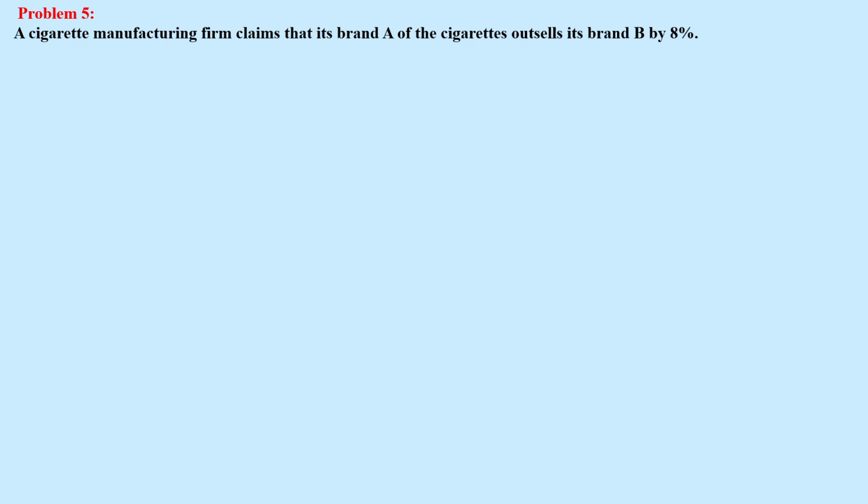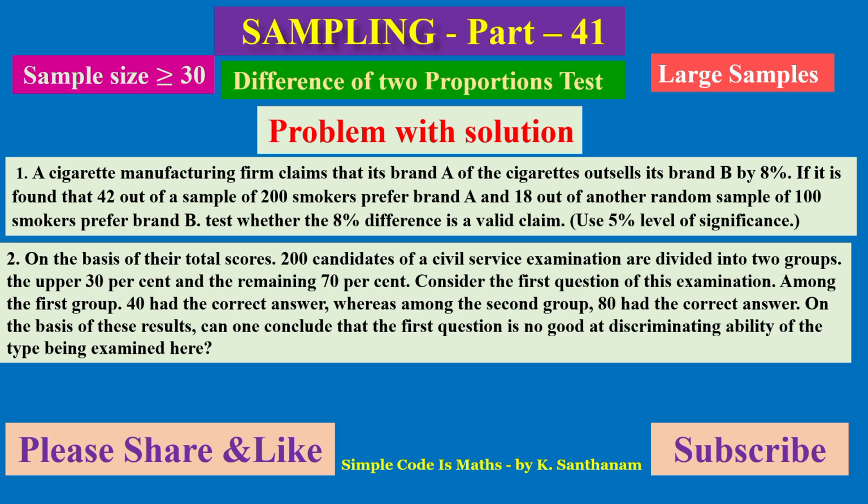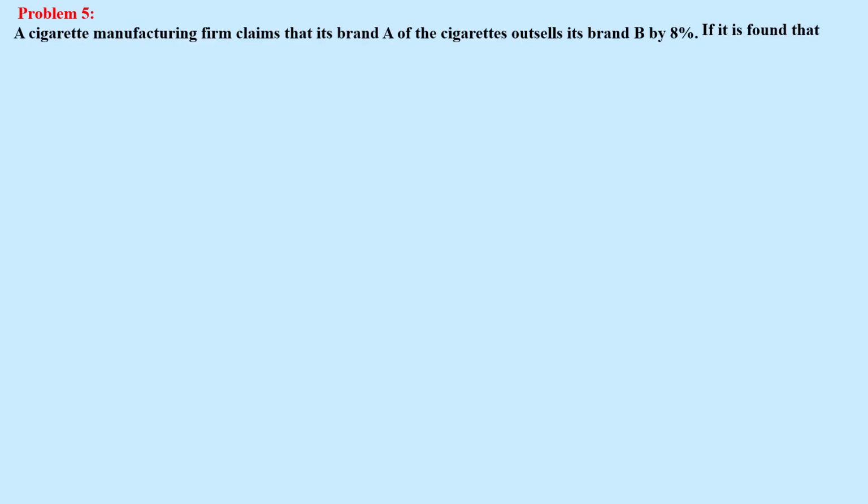Next problem, difference of proportion. A cigarette manufacturing firm claims that its brand A outsells its brand B by 8%. So brand A is more than brand B. The selling quantity they are talking about, that is 8%, right?